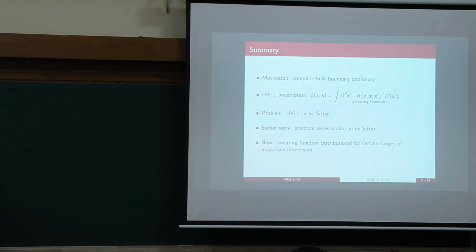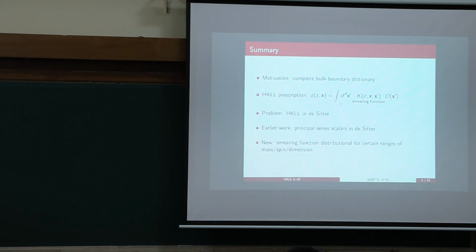This is something that's also seen not in pure ADS, but in the case of ADS black holes. So we don't need this k smearing function to be a function, it can be a distribution, because we will only calculate 2-point functions with it. But it turns out for ADS black holes also this can be distributional. And that is the result that we also seem to be getting for pure deSitter, for some ranges of mass and spin.